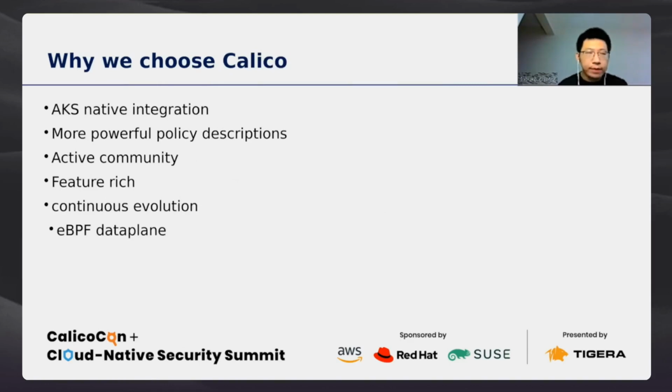Why did we choose Calico? Because Calico has native integration with AKS. When creating AKS, we can directly specify whether to use Calico through configuration in the Azure portal or the AKS CLI, and we don't need to use the extension of the preview version. Calico is also more powerful in its description. The Calico network policy and Calico global network policy can be used for our situation.